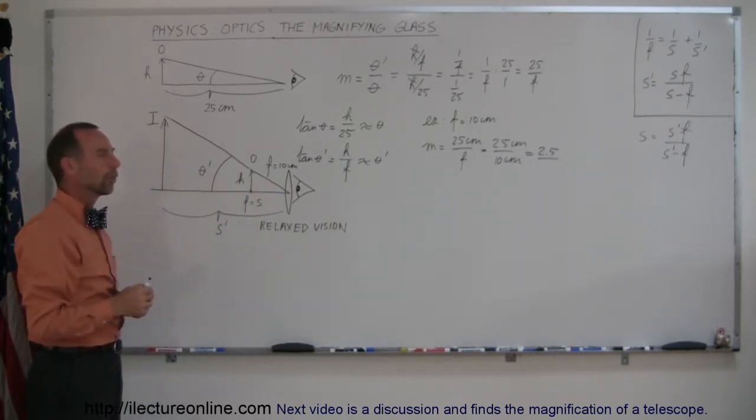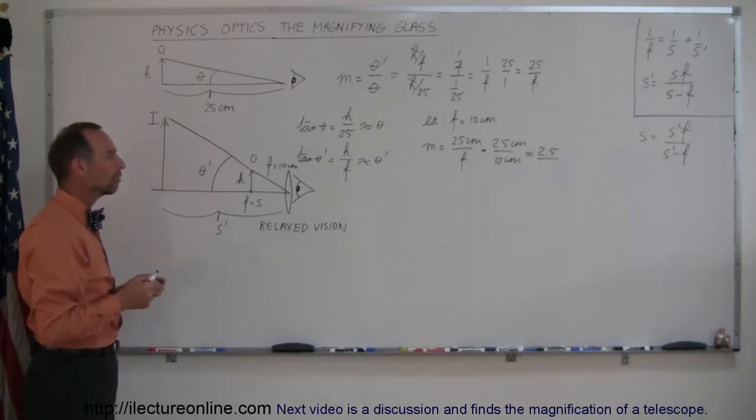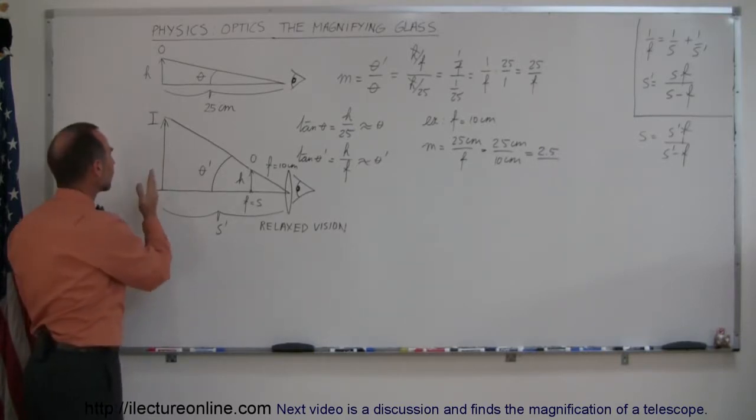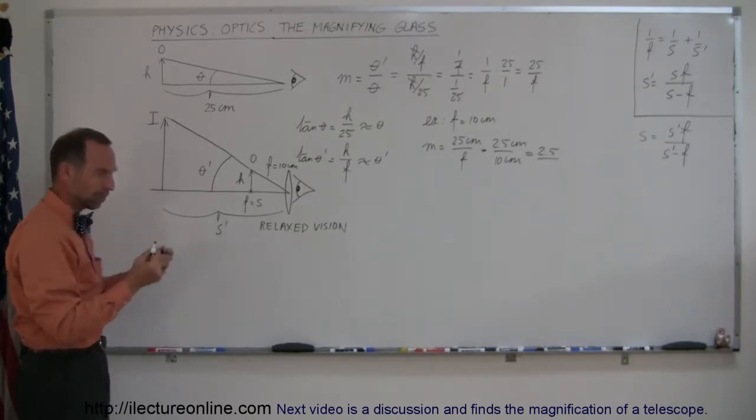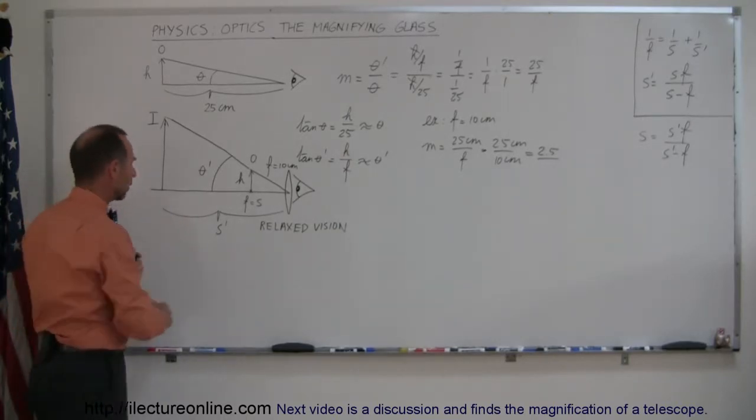Of course, what if you don't want to look at it with relaxed vision? What if you want to look at it in such a way that the image is formed right here 25 centimeters away, so then you look at it with strained vision because then the image is much closer away, much closer.